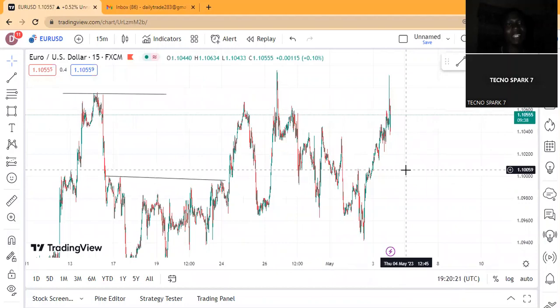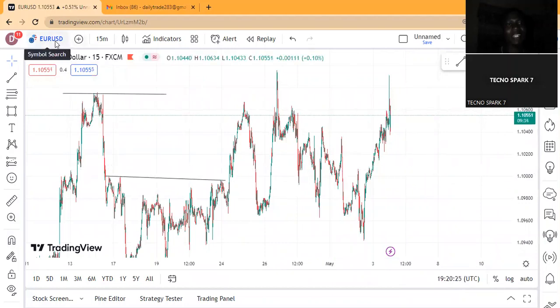So now, look carefully. I was on AUD USD, but I've left AUD USD. I'm now on the chart of Euro USD. All right, I'm now on Euro, of course. I have left AUD. So I'm now on Euro USD.